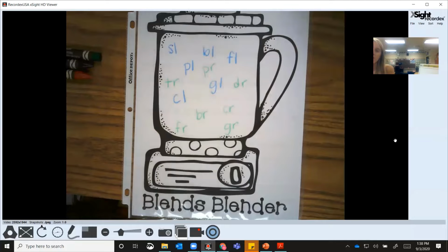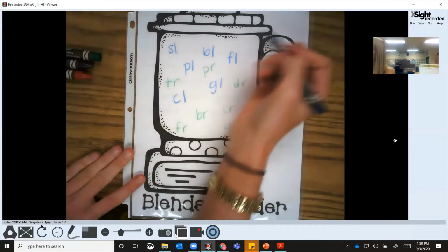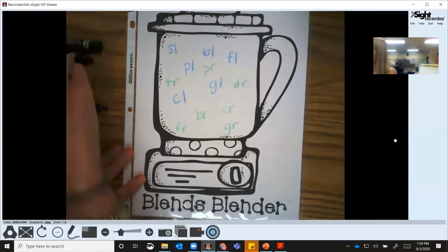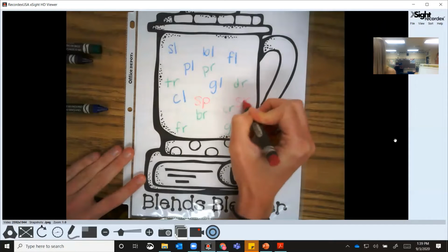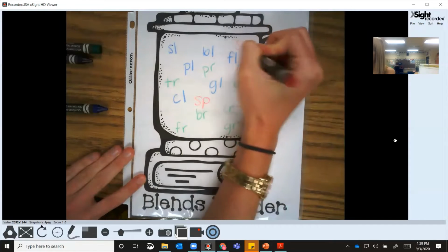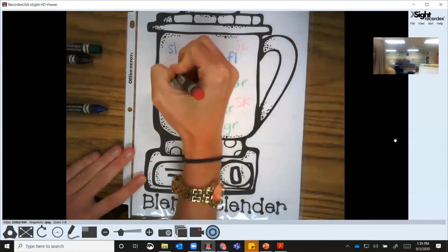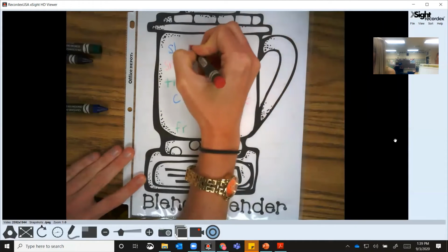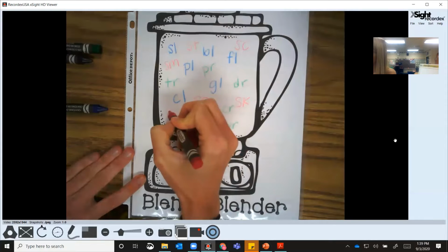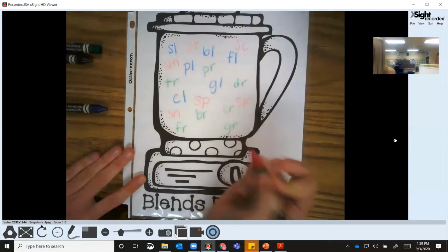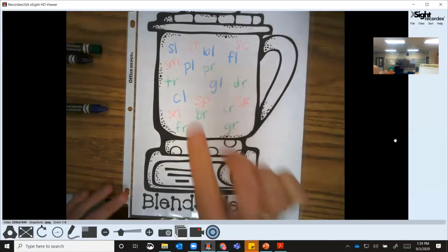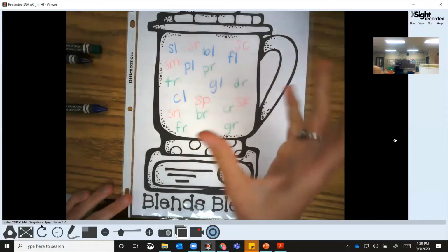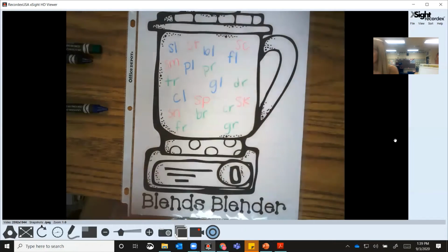Another category of blends we like to talk about is the S blends. You will find SP, SK, SC, which also says SK, SM, ST, and SN. And remember, blends are two letters, but they both get a tap, SK. And we kind of put them together, SK, SK.